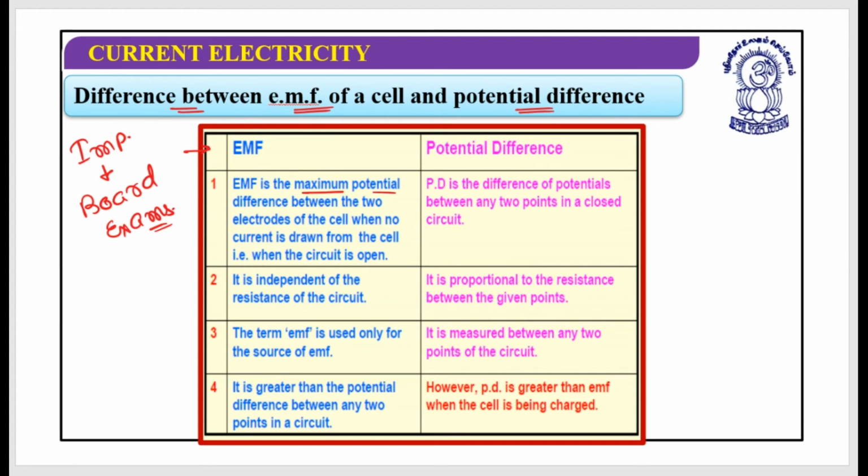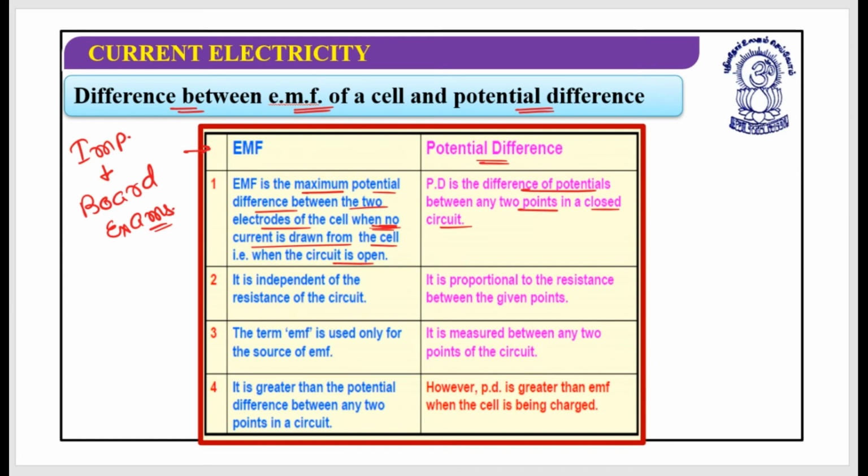EMF is the maximum potential difference between the two electrodes of the cell when no current is drawn from the cell, when the circuit is open, while the potential difference is the difference of the potentials between any 2 points in a closed circuit. This is what we discussed in the first slide.